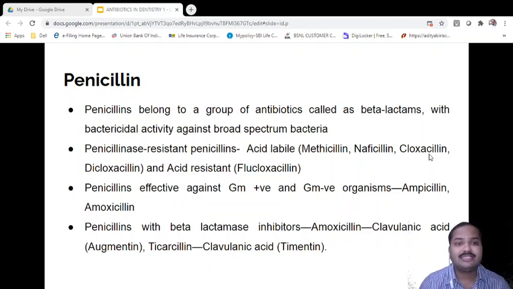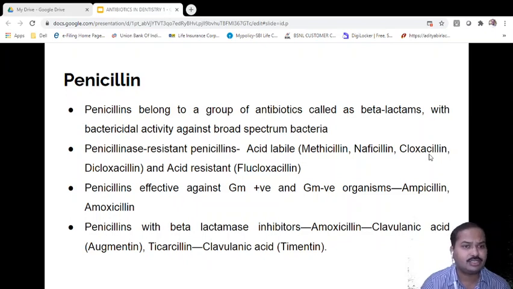They are antibiotics called beta-lactams, which have a bactericidal activity against a broad spectrum of bacteria. Now the most important antibiotic was extracted from a mold or fungus, Penicillium notatum, and then Penicillium chrysogenum was found to give more penicillin. So it is employed now for commercial preparations.